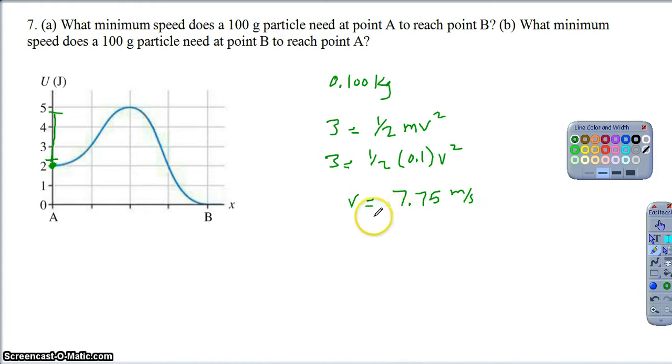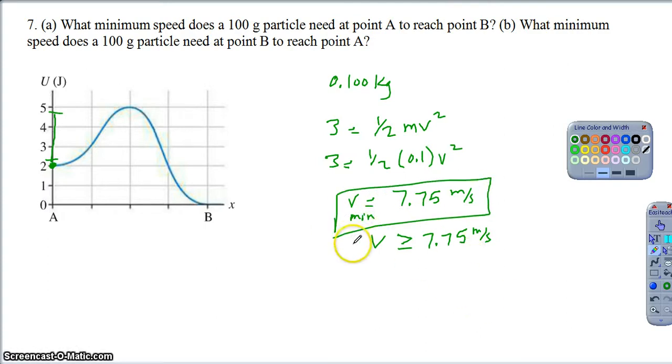So again, this represents the minimum velocity that the particle at point A needs to have. It could have anything more than that. So I would simply say the velocity has to be greater than or equal to 7.75 meters per second. It does, however, ask for the minimum velocity, so you could just say the minimum velocity equals this as well. Either of those answers would be fine. This would be the range of velocities that would work, and this would be the actual minimum velocity.